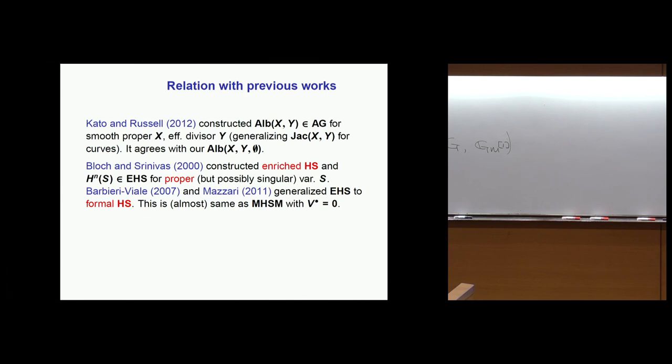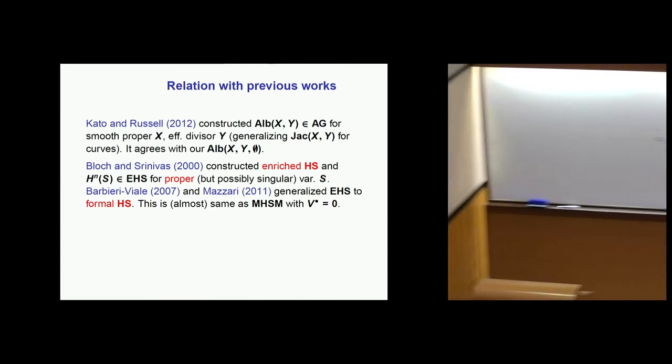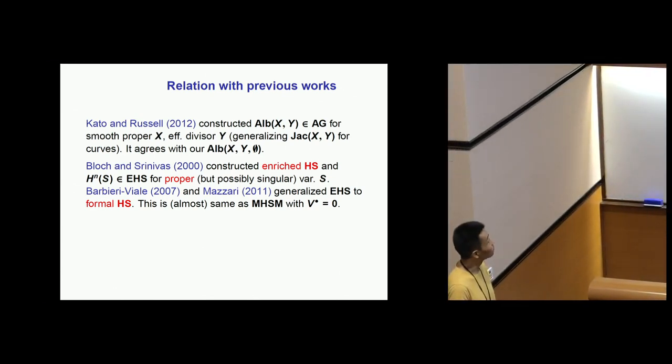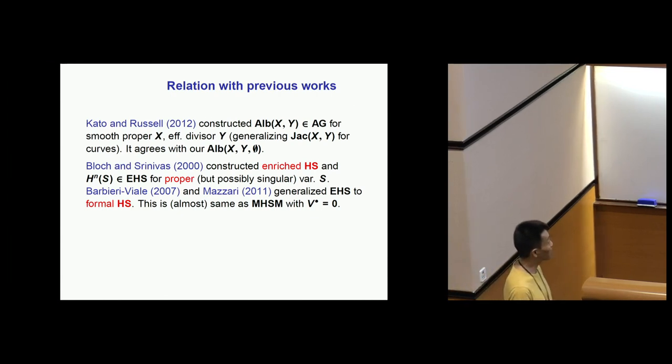And from our point of view, the Kato-Russell Albanese variety can be recovered as our Albanese one motive by taking the second divisor Z to be zero. So if we consider the triple consisting of X, Y, and the second divisor zero, then this agrees with the Kato-Russell Albanese variety. In this sense, our theory is a generalization of the Kato-Russell Albanese variety.